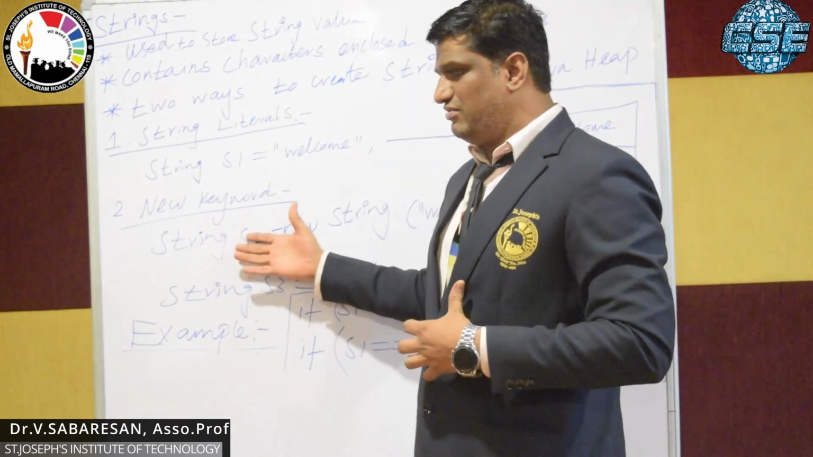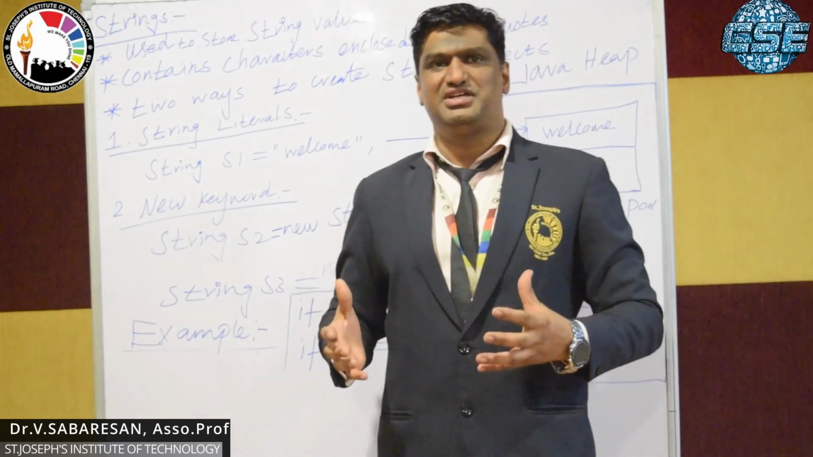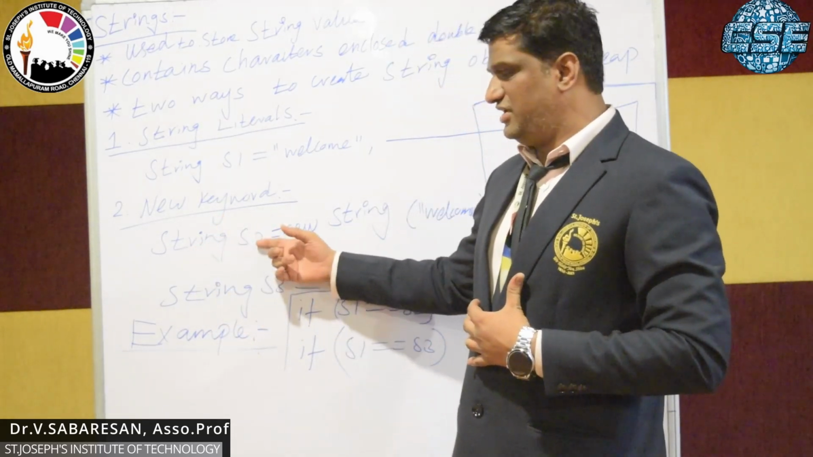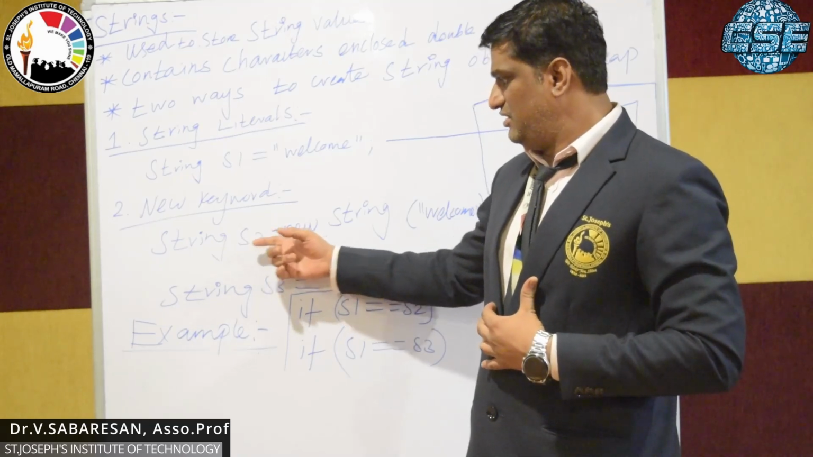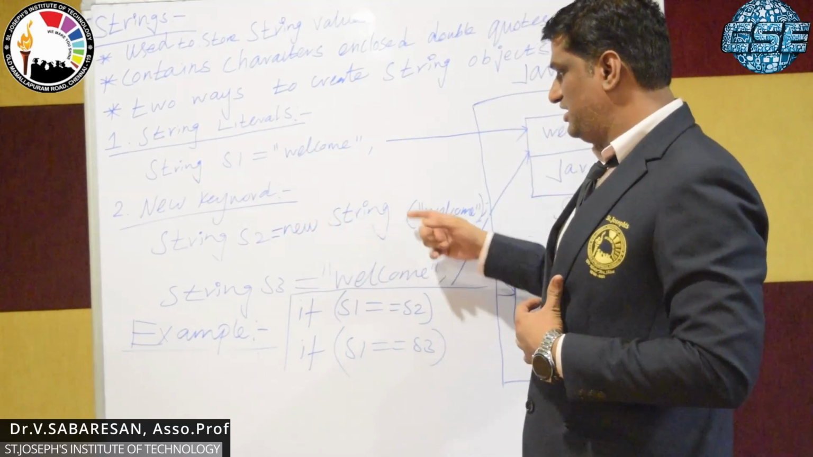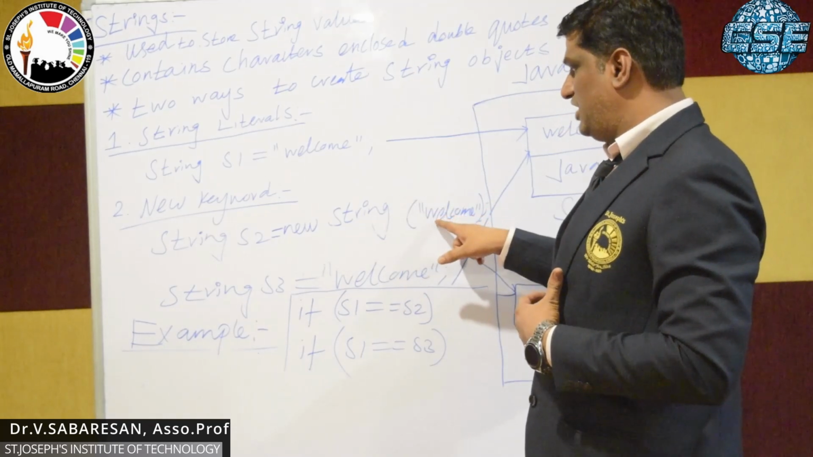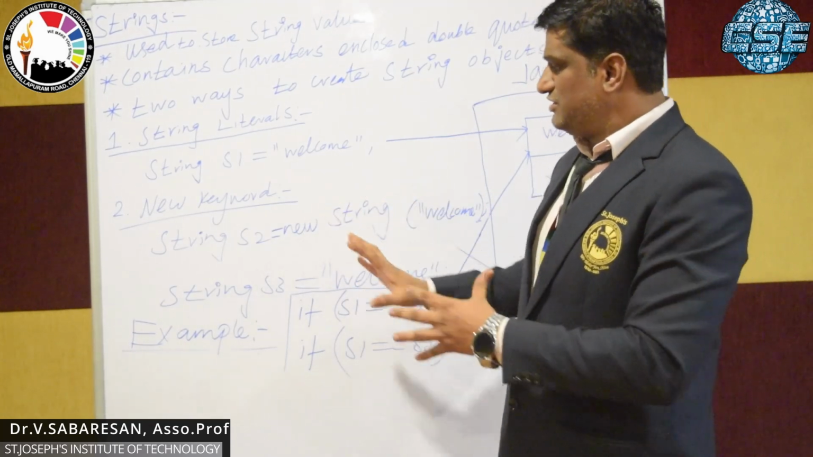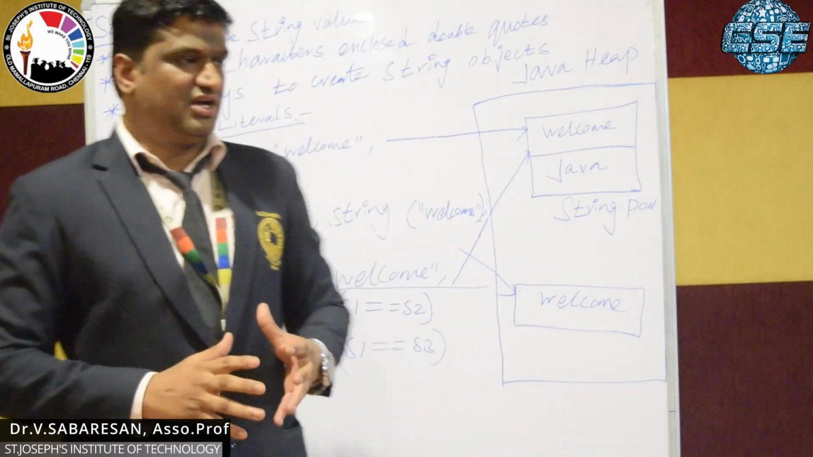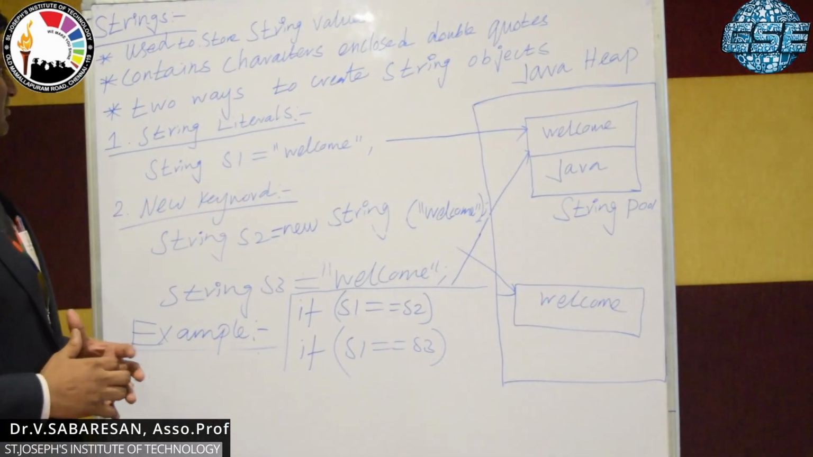Here we create objects in Java the usual way. For example, the class is String, followed by the object name s2, followed by the equal symbol, then new, and String, which we call the constructor. Inside the constructor we assign the value for that string. So what is the major difference between these two methods of creating string variables?